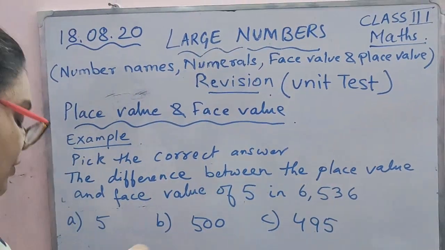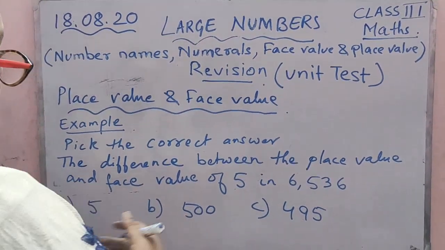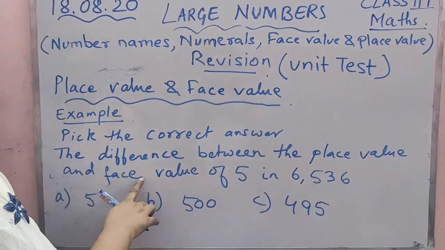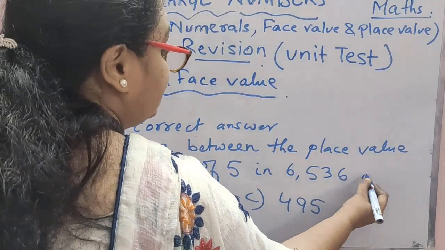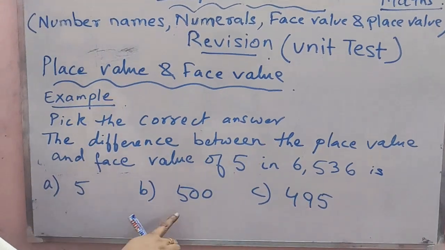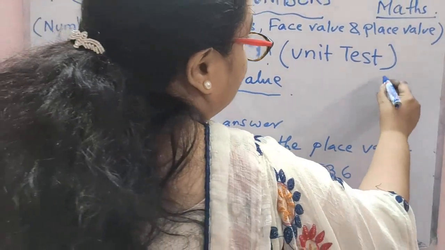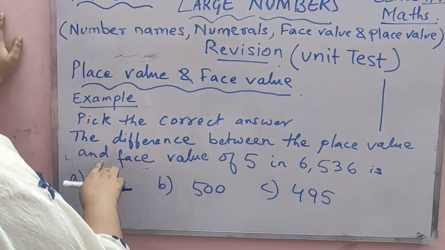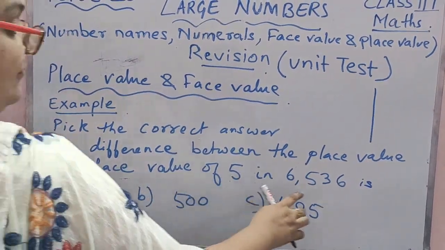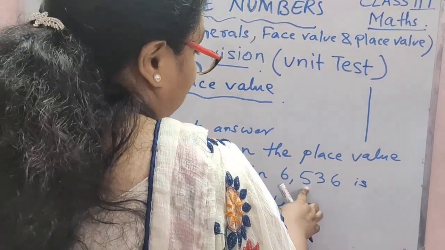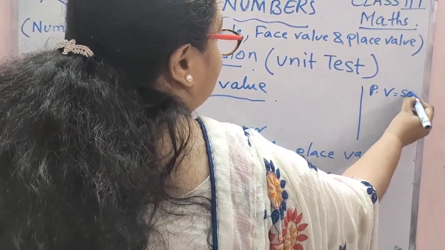Okay, so this is your question. The difference between the place value and the face value of 5 in the numeral is, you have to find whichever. Okay, for this what you have to do for the rough column, first you have to write the place value of 5. So at what place it is? It's 100th place. So place value is 500.